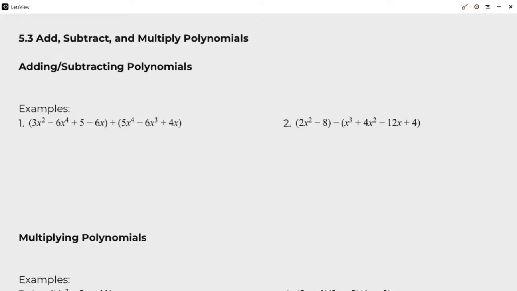Hi, today I'll be going over 5.3, which is add, subtract, and multiply polynomials. So for adding and subtracting polynomials, what you're going to do is combine like terms.